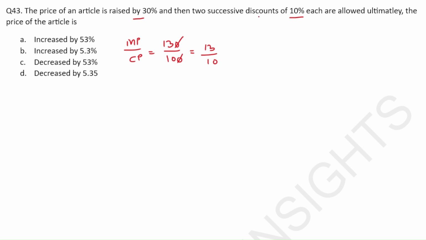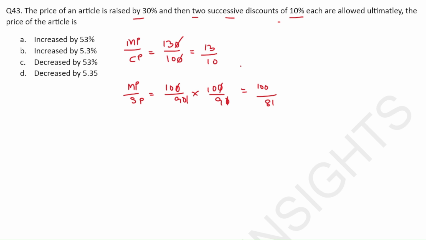So two successive discounts of 10%. So that means MP by SP. So 100 by 90 into 100 by 90. Why? Because of two successive discounts, okay? So 0, 0 cancel, 0, 0 cancel. So this will be 100 by 81. 9 into 9 is 81.